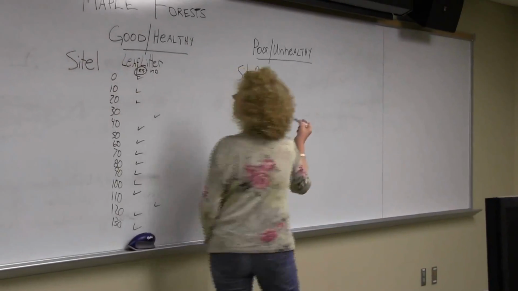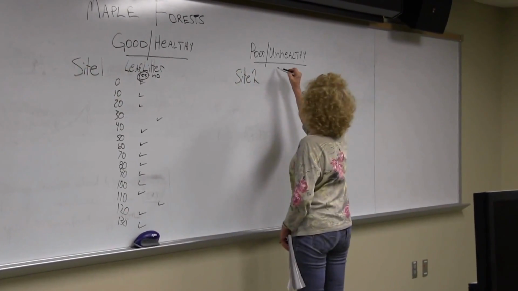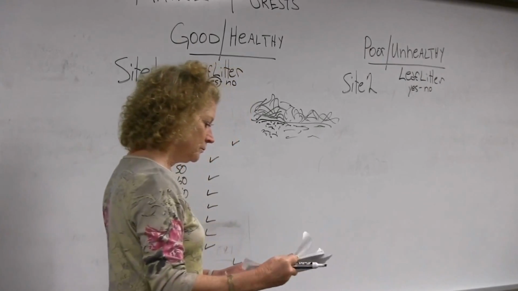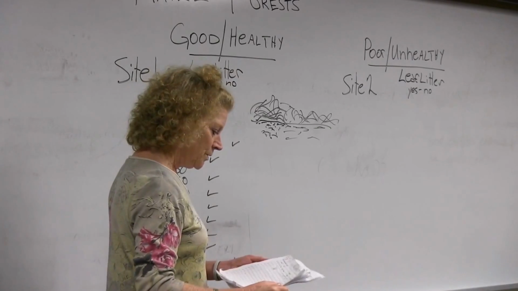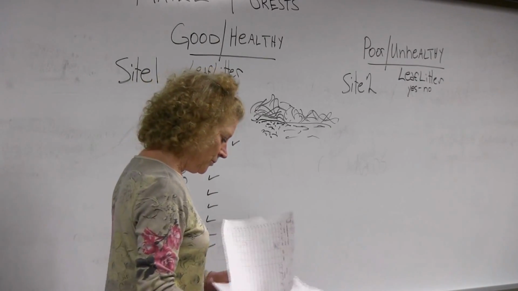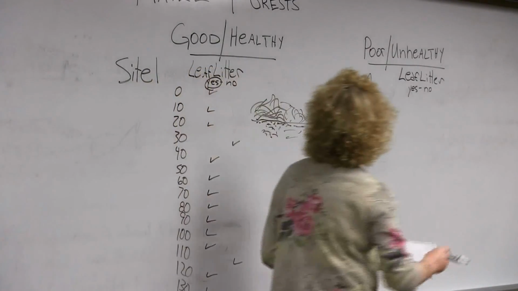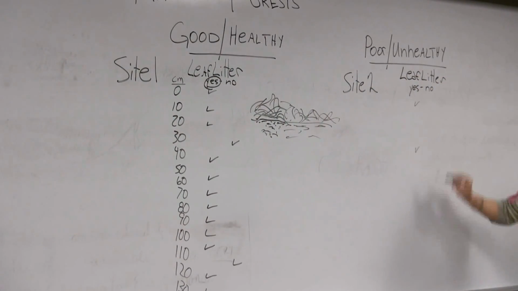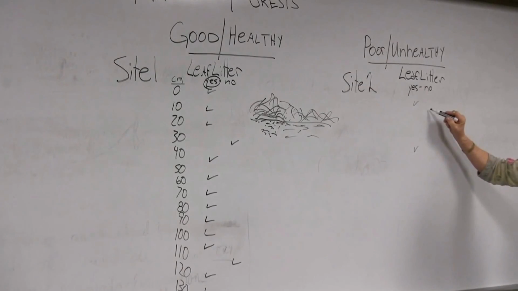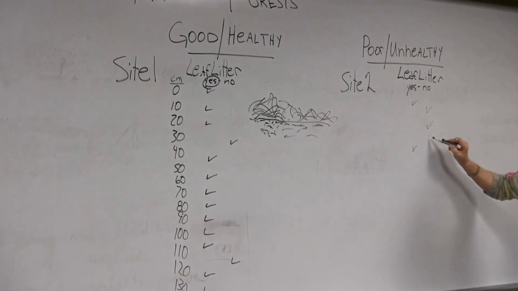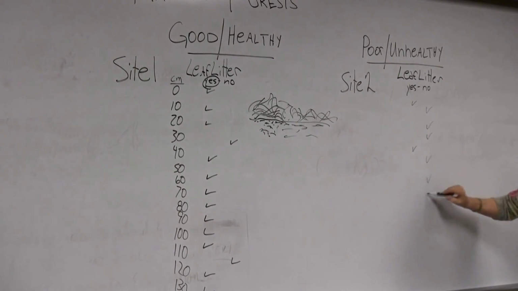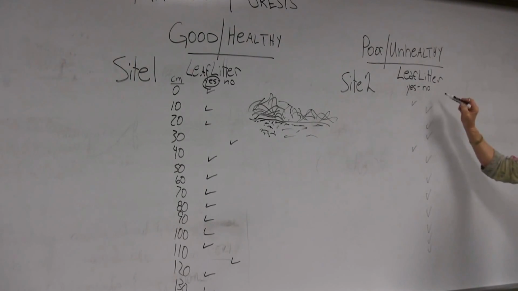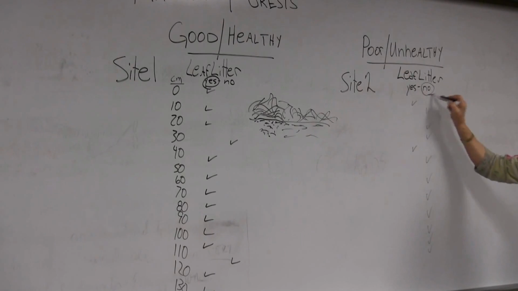Okay, in the unhealthy forest, so again, I'm looking at your data here, and it looks like in some places you did. And on average, you guys maybe had 2 places that had leaf litter, but it was like this. So predominantly in the poor forest, you have no leaf litter.